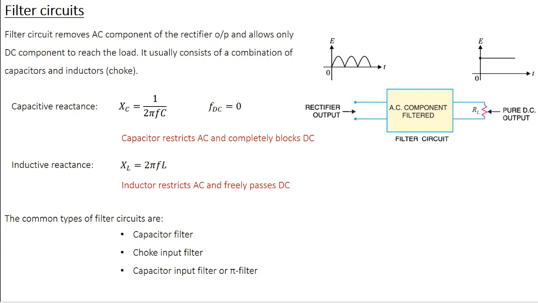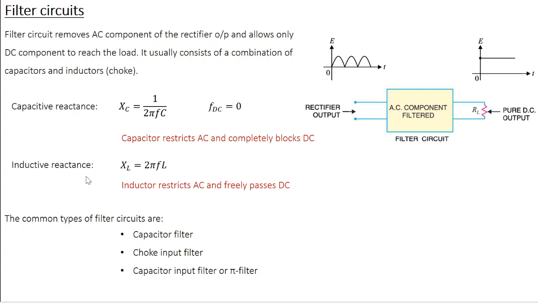On the other hand, if you feed a DC signal to the capacitor, what happens? We know that in the case of DC, the frequency is 0. So when you put 0 in the denominator, the capacitive reactance becomes infinity. In other words, a capacitor offers infinite resistance to the DC flow, or it completely blocks DC. So a capacitor allows AC to pass through with some restriction, but it completely blocks DC.